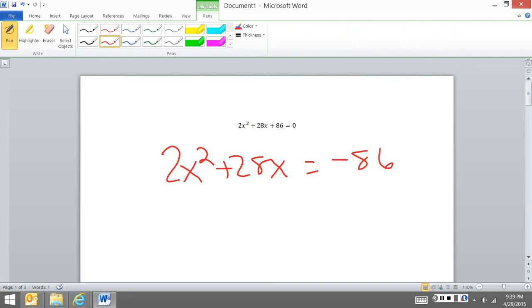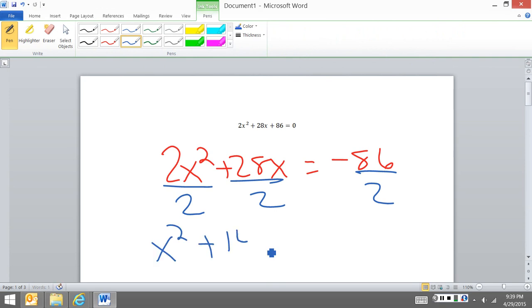Then I always need the leading coefficient, the coefficient of the x squared, to be 1. So I'm going to divide everything by that number. As long as I do it to every one, I'm okay. I'm really just factoring out a 2. So I'm left with x squared equals.